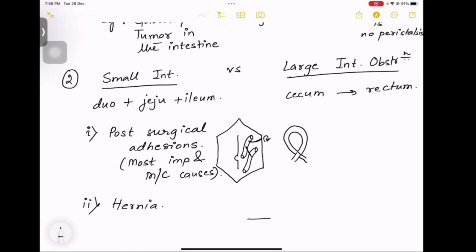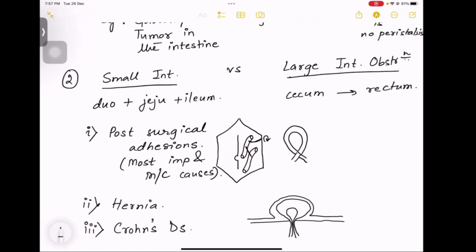Now let us see the causes of small intestinal obstruction. One, it can be due to the post-surgical adhesions. So there has been a surgery in the small bowel and there are some post-surgical adhesions, which is the most important and the most common cause of small bowel obstruction. Second, there can be hernia when the small bowel is the content of the hernial sac. So the small intestine has been obstructed inside the hernial sac.